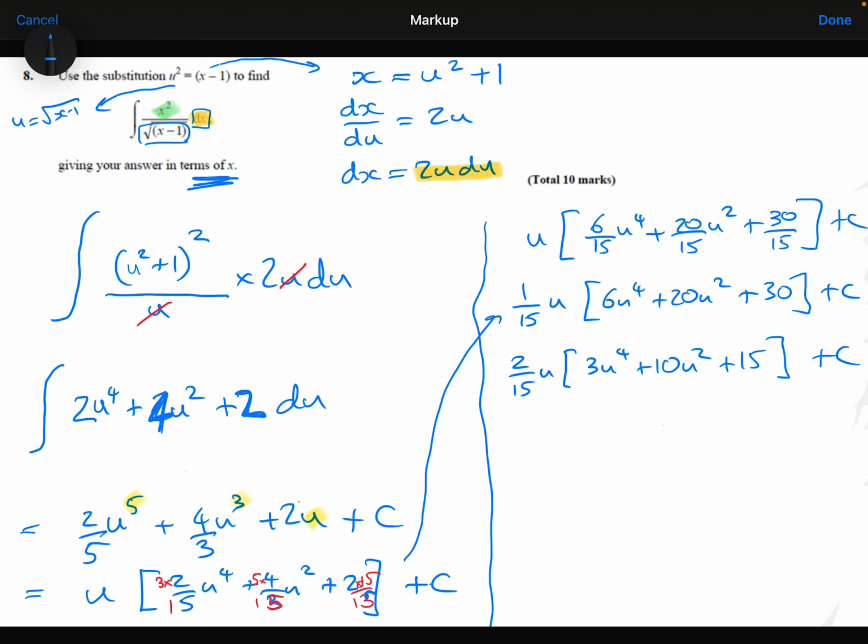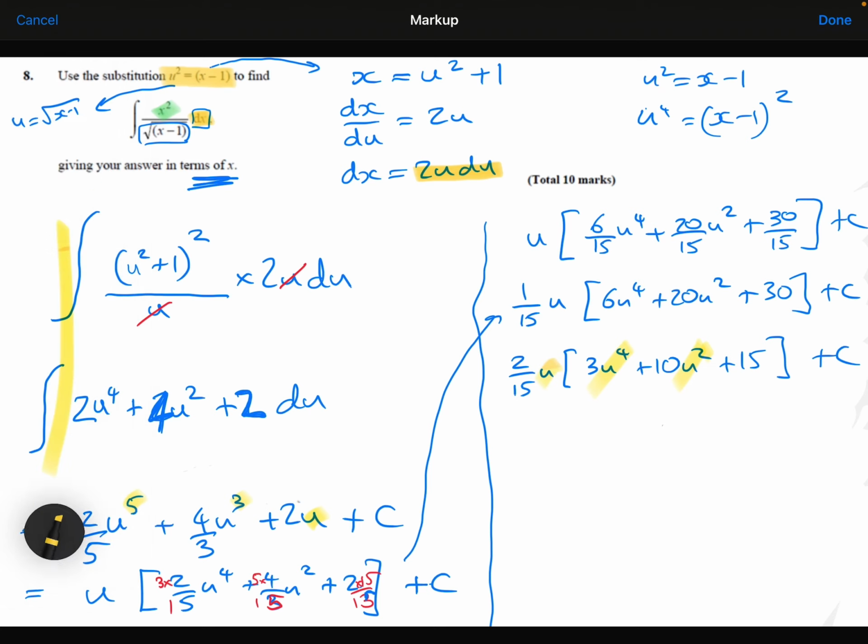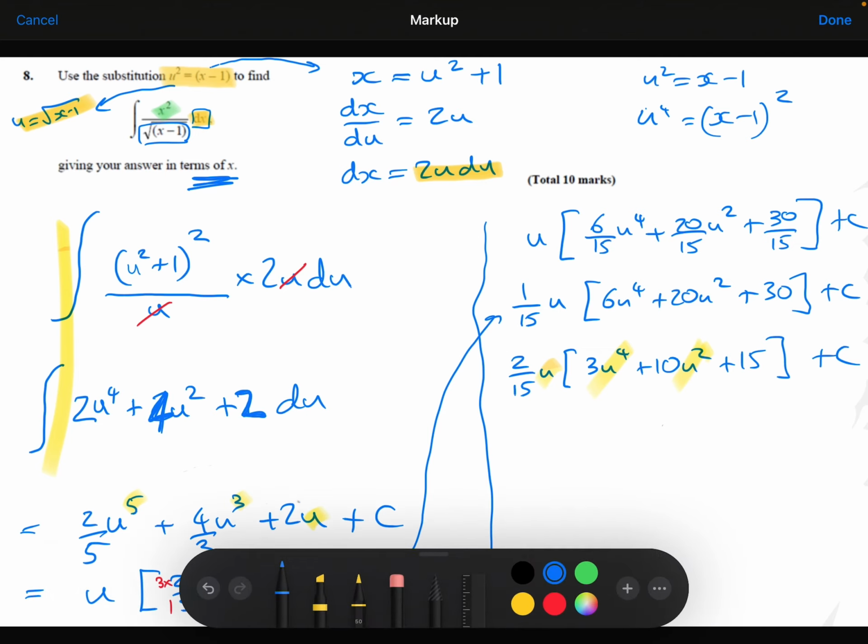I need to give my answer in terms of x though. So we need to substitute back. Now I do remember that u squared is equal to x minus 1. So therefore, that will allow me to replace this u squared here easily. This though, the u to the power 4, well, that's going to be equal to x minus 1 squared. And the u at the front here, well, that's just going to be the square root of x minus 1. We've got that. So let's substitute each of those in to get back to the x world.